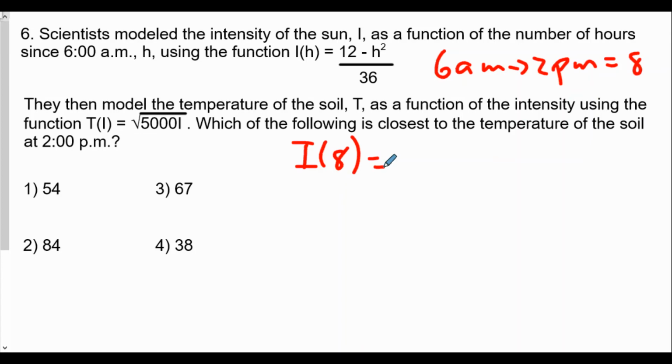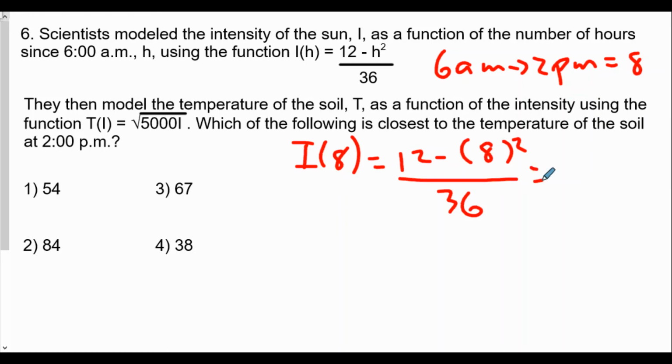And so that's going to be the intensity of the sun, which we'll use as a result later on to help us find the temperature of the soil. So the intensity of the sun is equal to 12 minus something squared over 36. And you're saying, what do you mean? Well, I of h equals 12 minus h squared over 36. So now we're going to plug in 8 for h.